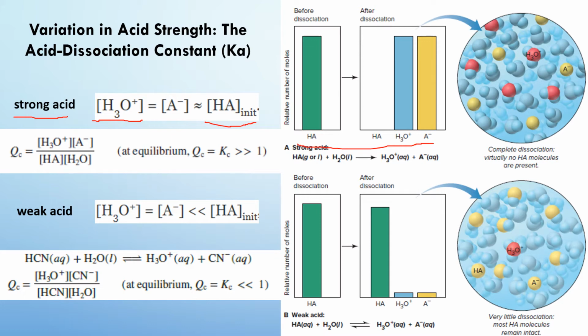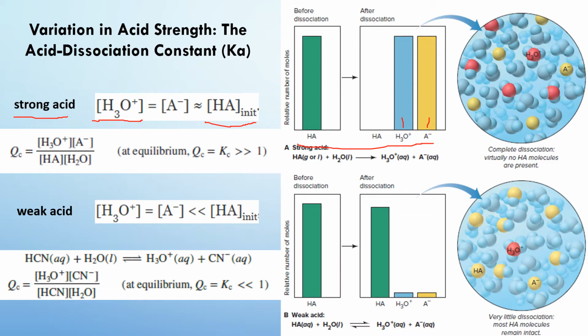But after dissociation, you can see the molecule of this acid is almost gone. Instead, it generates this proton and the anion, so the concentration is almost equal to the initial concentration of the acid.